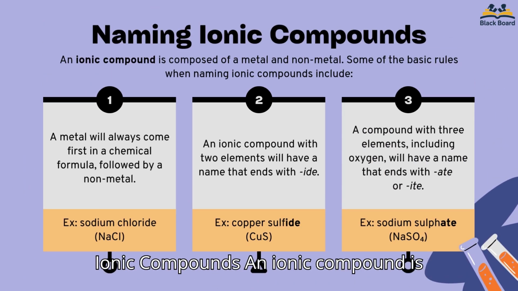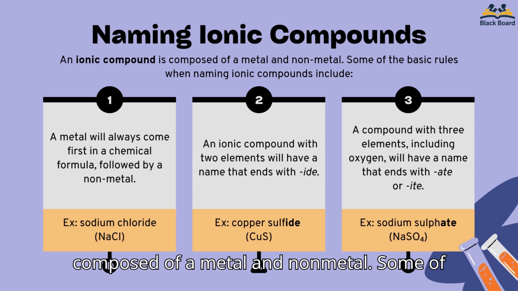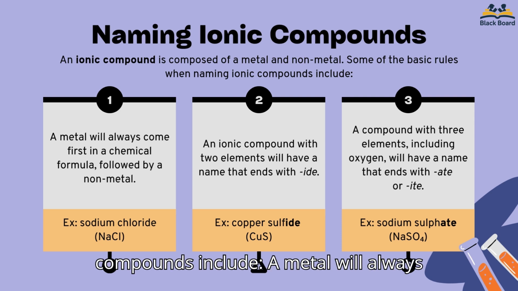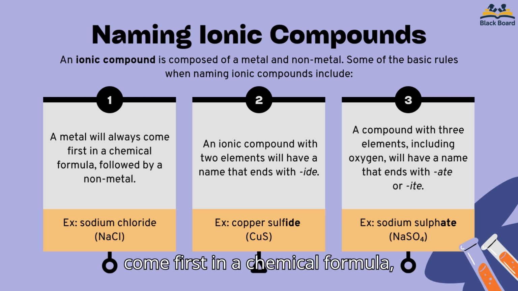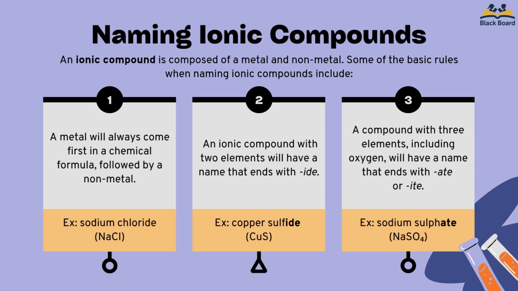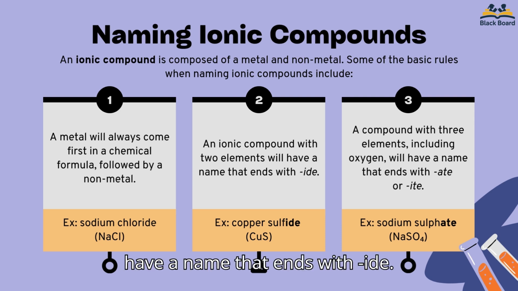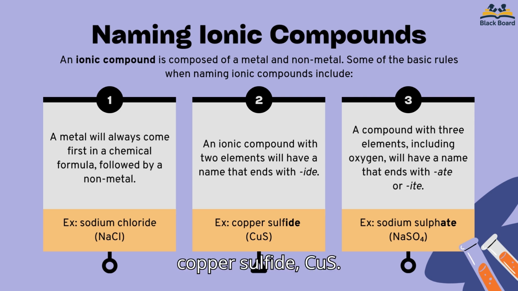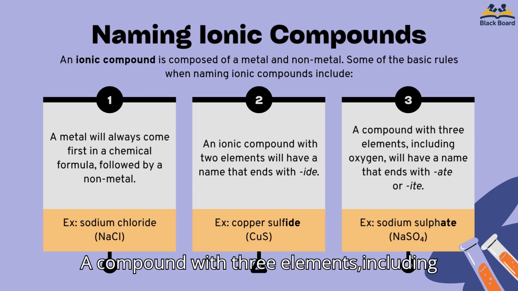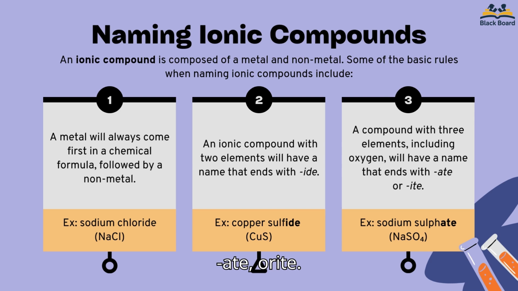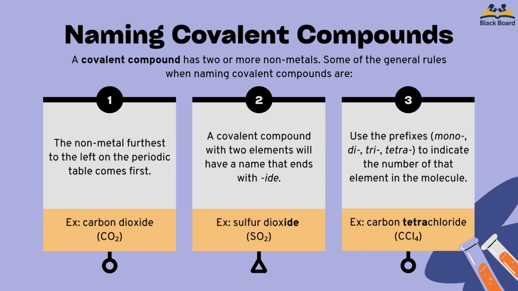Naming ionic compounds. An ionic compound is composed of a metal and nonmetal. Some of the basic rules when naming ionic compounds include: a metal will always come first in a chemical formula, followed by a nonmetal. Example, sodium chloride and NaCl. An ionic compound with two elements will have a name that ends with "ide." Example, copper sulfide, CuS. A compound with three elements, including oxygen, will have a name that ends with "ate" or "ite." Example, sodium sulfate and Na2SO4.